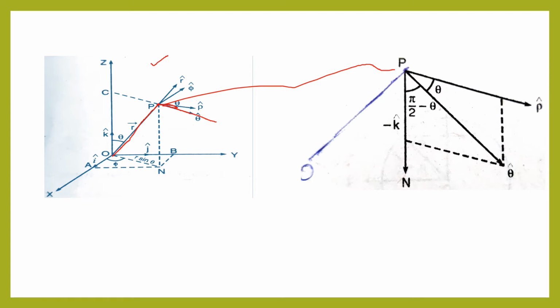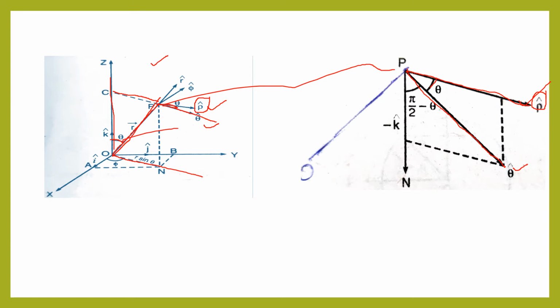Correct. Now we have another vector, rho cap, and this rho cap is towards the direction of ON, that means towards the direction of CP. So this is the rho vector, and this vector is theta cap. If this angle is theta, that means from the vertical axis to OP the angle is theta, then definitely the angle between rho cap and theta cap is theta. Why? Clear from here?